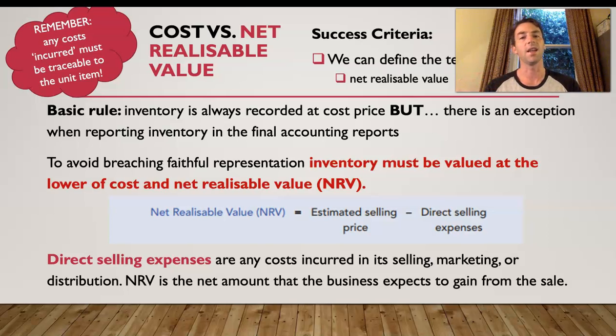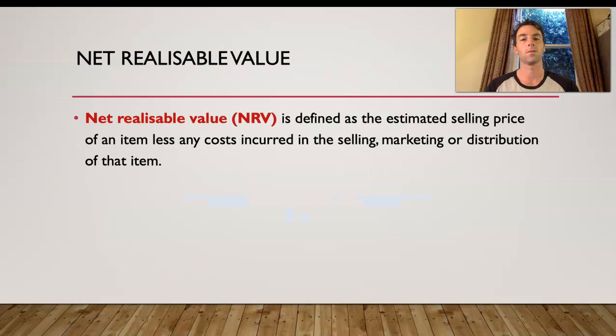So we can now define the term net realizable value, and now that's a good time to pause and update your notes. Just as a reminder, we've come back. Net realizable value, what is our definition again? It is defined as the estimated selling price of an item less any costs incurred in the selling, marketing, or distribution of the item. Let's do an example to calculate net realizable value.